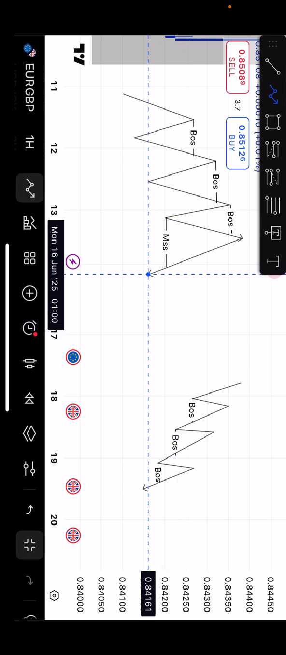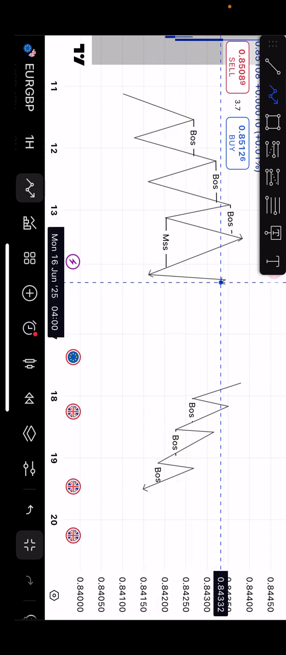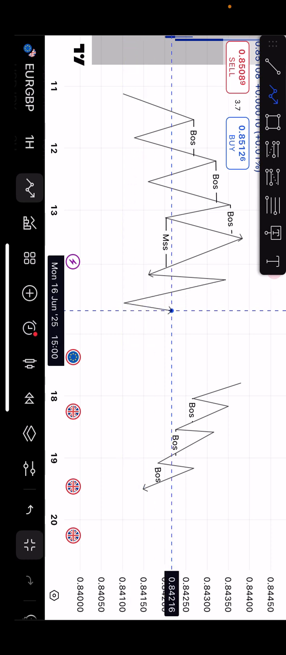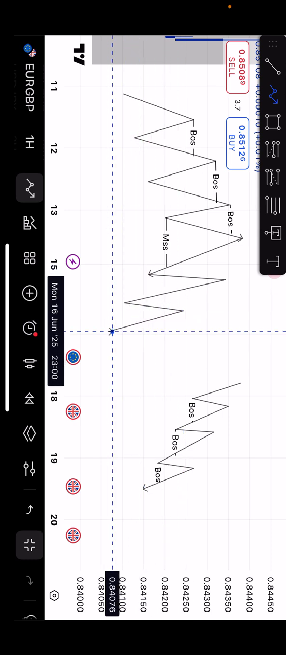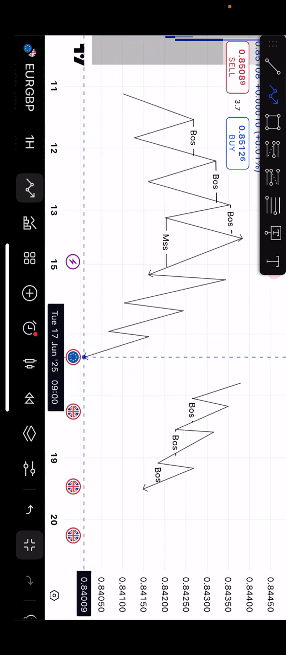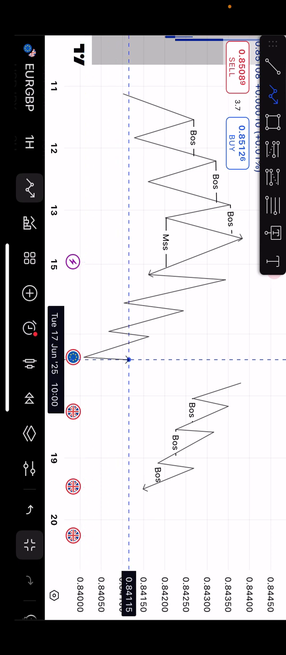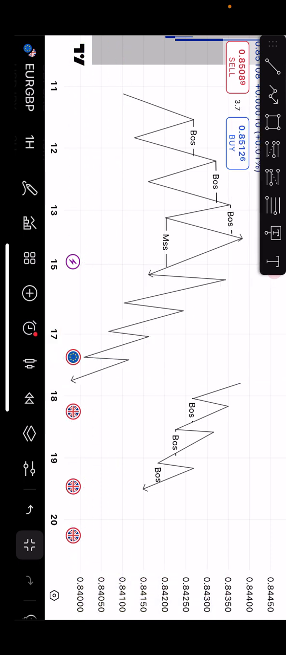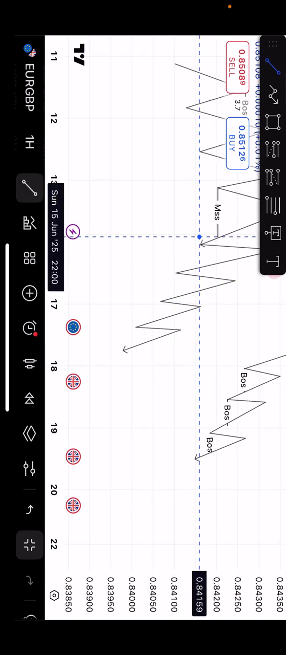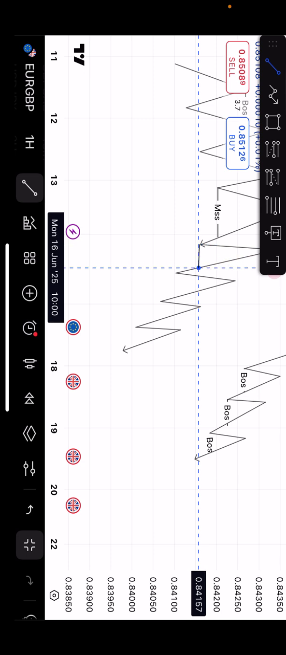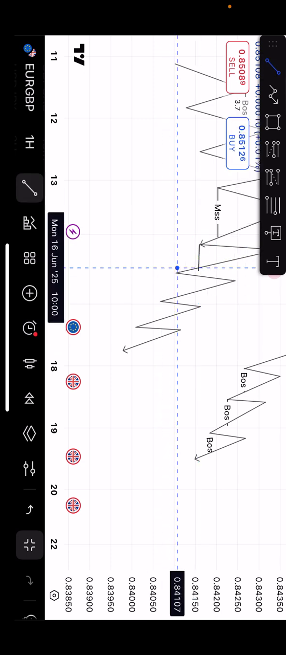So after this, what do we expect? Expect price to push into this zone, and we'll start pushing down to the downside, giving us lower lows, lower highs, lower lows, giving us breakout structures to the downside.